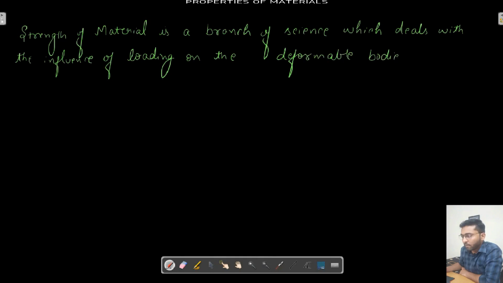Based upon Hooke's law. So this is the definition which we can see. So let us see what are the new terms which arise in this definition, and we'll keep on encountering those terms, and in this manner we will be completing the subject. Strength of material is basically a branch of science which deals with the influence of loading on which kind of bodies?